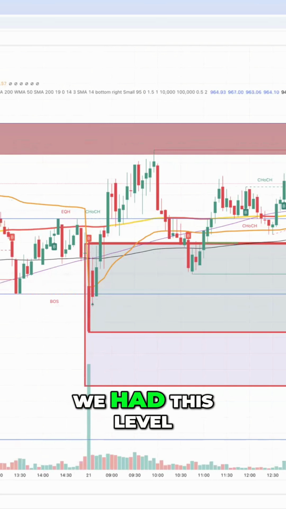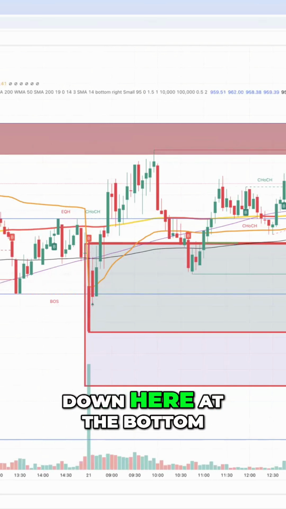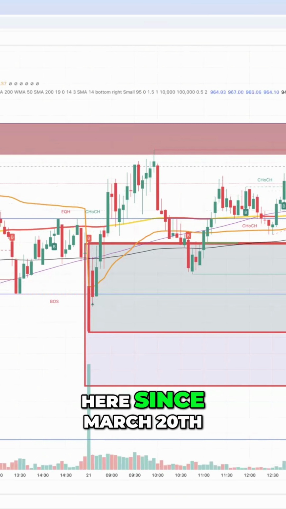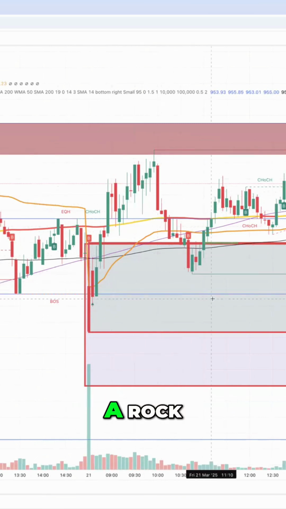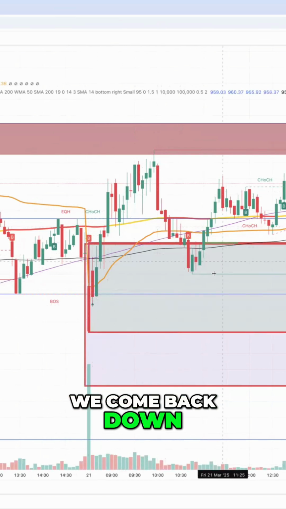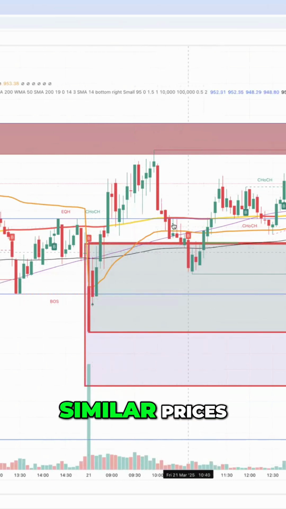is look, we had this level here since what, March 20th. If you look at the bottom of my chart down here, that level's been on here since March 20th. It popped up, hit that level, and it dropped like a rock, right? So we come back down. The pre-market high and the ORB high have similar prices, right?